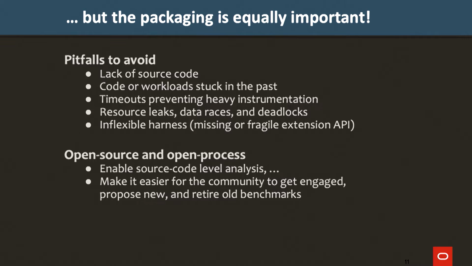But you also want an open process and open source because it enables source code level analysis, but it also makes it easier for the community to get involved and to suggest new benchmarks. And after some point, we may also see that some benchmarks are not relevant anymore and may deprecate them and even retire them.